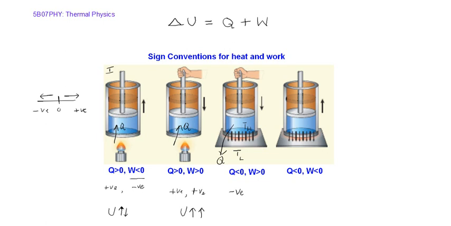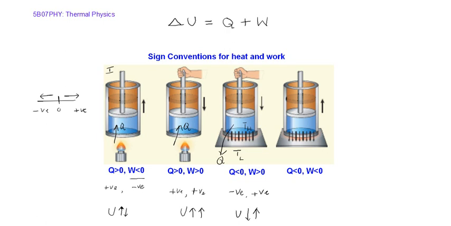Q is negative. But the piston is being pushed down, so it is work done on the system. So work is taken to be greater than 0, that is, positive. So in this case, due to heat, the internal energy will reduce. Due to the work done on the system, the internal energy will increase. So there is a competition, or a comparison between the two.